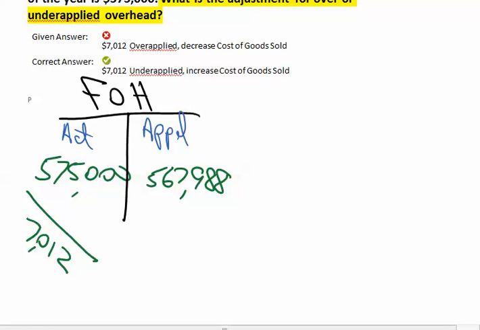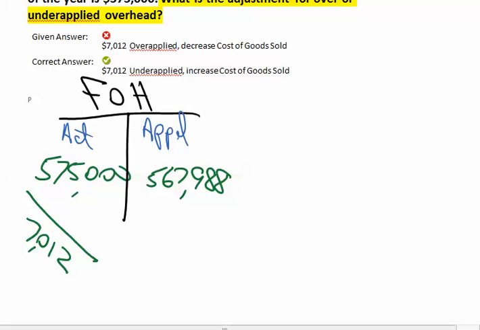So the answer would be factory overhead is underapplied. We did not apply enough. Our actual exceeded the amount we applied, so it's underapplied, and we're going to increase our cost of goods sold.